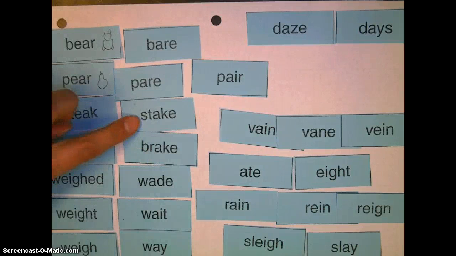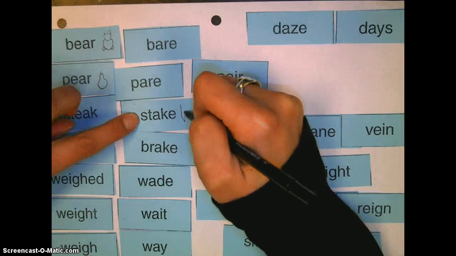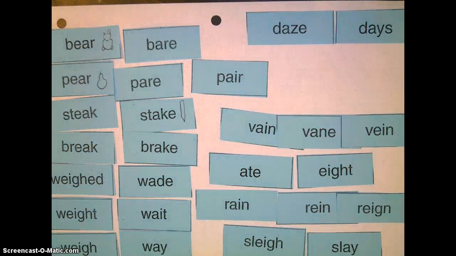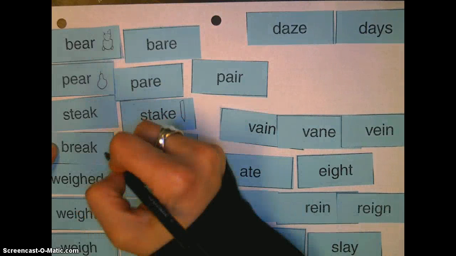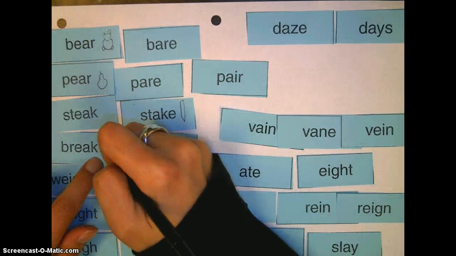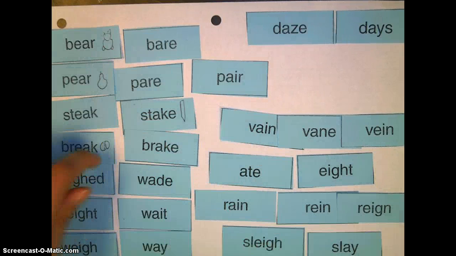This stake right here, S-T-A-K-E, is like a stake that you would push down into the ground. So I'm going to draw a picture of a stake. Break, B-R-E-A-K, is when something's broken. So I'm going to draw a cookie that's broken into pieces.